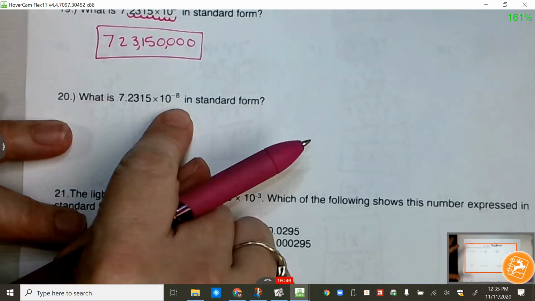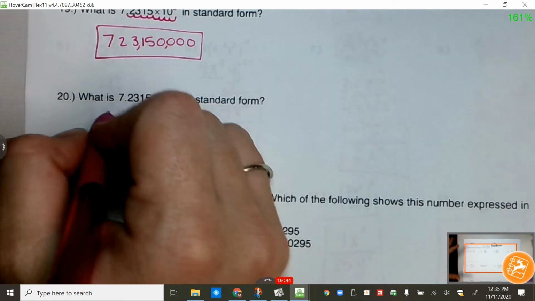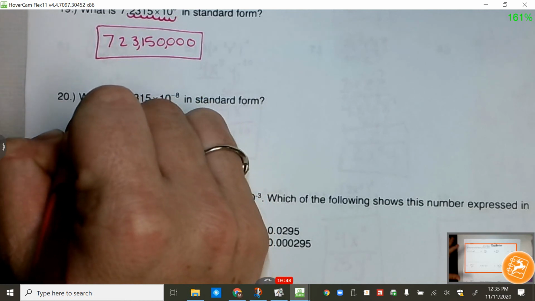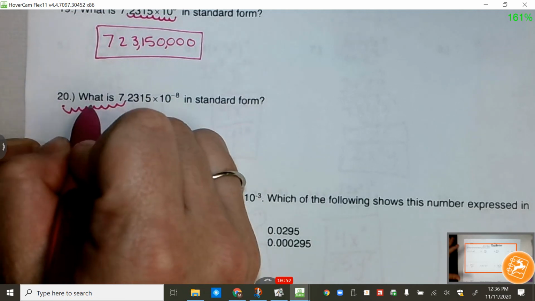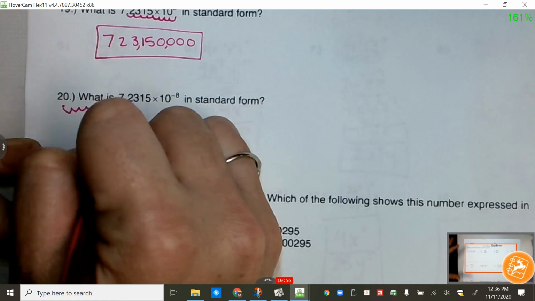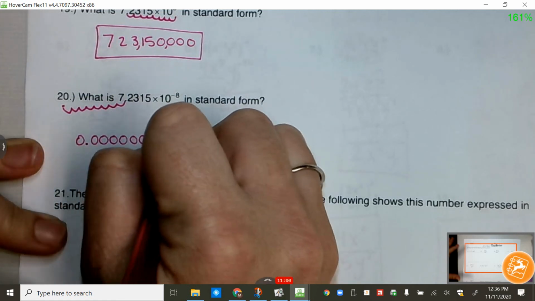Okay, this is a negative exponent, so I know it's going to be a super small number, less than 1. So I'm going to move to the left 8. 1, 2, 3, 4, 5, 6, 7, 8, which gave me 7 zeros. So 0.1, 2, 3, 4, 5, 6, 7, 7, 2, 3, 1, 5.